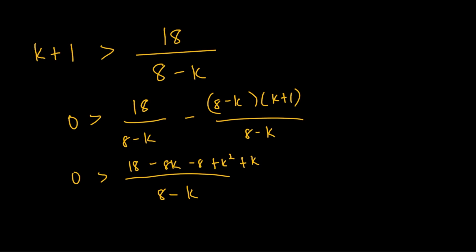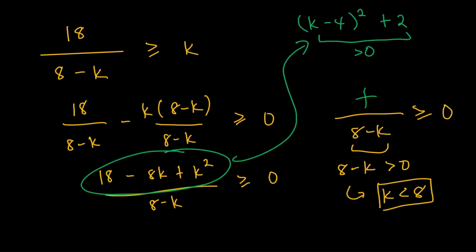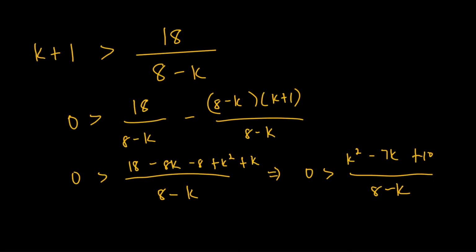Alright, and let me just simplify the numerator. So I'll have 0 greater than k squared minus 7k plus 10 divided by 8 minus k. Now, take a look. We have 8 minus k greater than 0 from the first one. We could use this to our advantage. So 8 minus k is going to be positive. If I multiply both sides by 8 minus k, the inequality sign will not change direction. So I'll have 0 greater than k squared minus 7k plus 10.